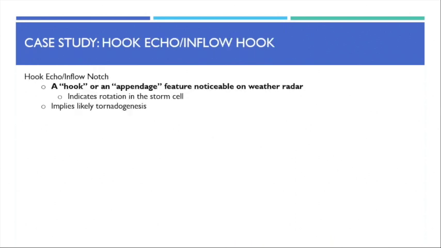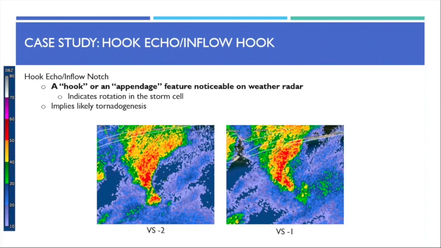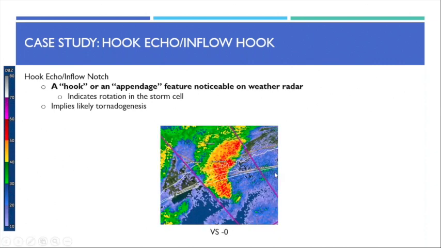Going into a hook echo, this is probably the one that most people have heard of. It's basically a feature that's noticeable on radar that looks like a hook. And it shouldn't be used on its own to diagnose a tornado, so it's typically used in conjunction with the other methods that I'm going to be showing. So starting at volume scan 4, there's not really a clear hook defined, but you can start to see that hook shape form as you go into volume scan 2 and 1. And then once you get to 0, that's a very defined hook. And at the end of the hook there, that blob, that is where the tornado is most likely to be.